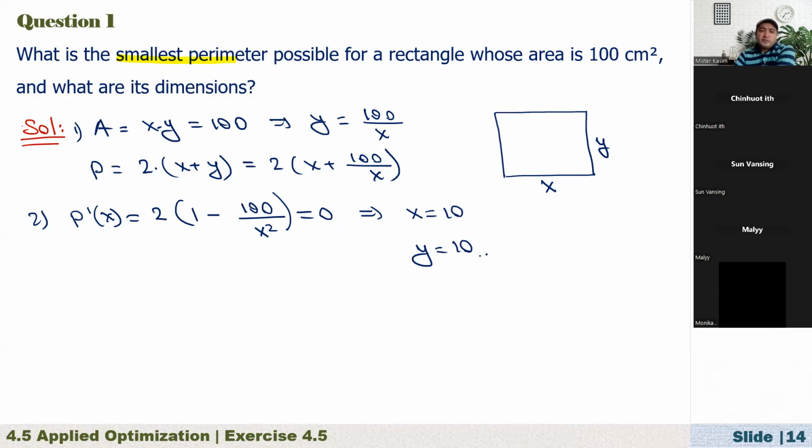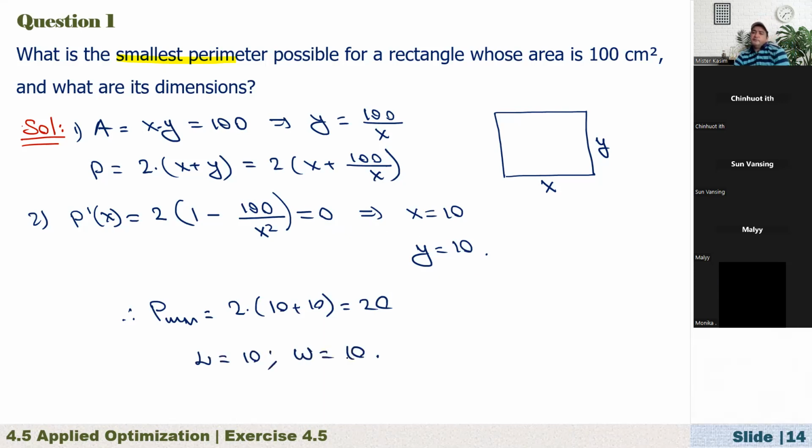So now, what is the smallest perimeter possible? Now we can write here, the minimum perimeter is when x is equal to 10 and y is equal to 10. That is 40. And what are their dimensions? Dimensions are length should be equal to 10 and width should be equal to 10, right?